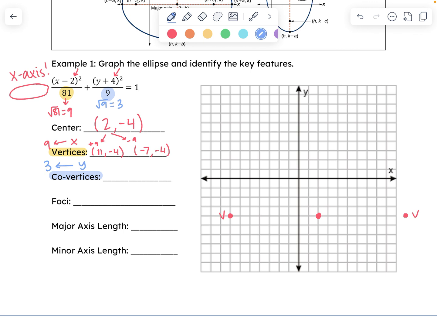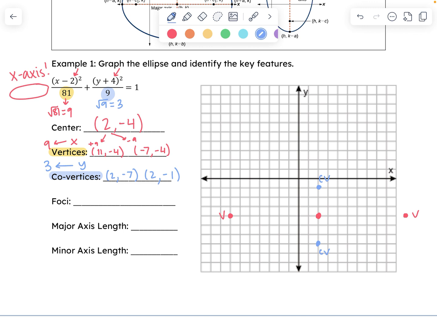And for these, I'm going to do the same idea, but instead of adding or subtracting it from the x, I'm going to add or subtract it from the y. So I'm still going to have the 2, and let's say we do -4 minus 3. That would get me to -7. So 2, -7. And let's say we add it. -4 plus 3 would be -1. So right there. And I'm going to label CV for my co-vertices.